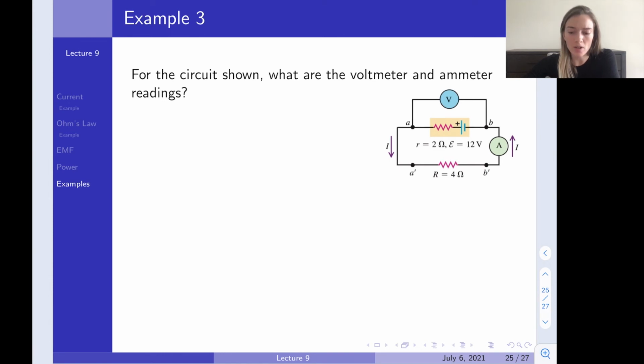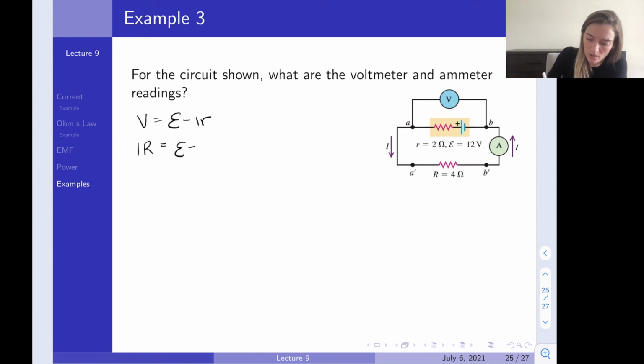So let's first find the current. So let's write what's essentially our conservation of energy equation. So this is the potential difference, basically, as we go from one terminal of the battery to the other. We have the positive potential supplied by the battery, and then we lose the little bit in the internal resistance of the battery. And this V will be equal to, we can use Ohm's law to rewrite V. So that's the potential drop across the resistor.